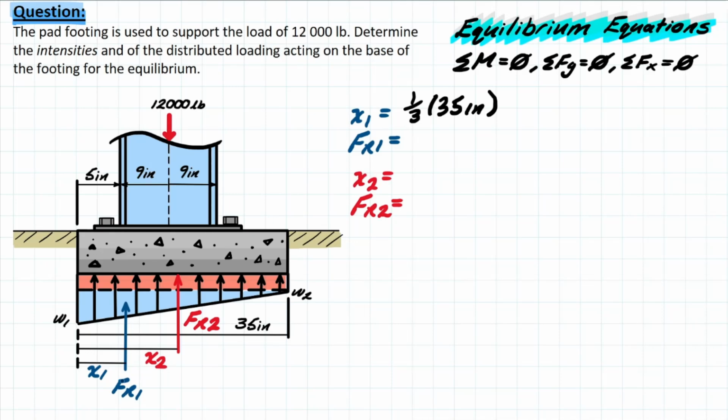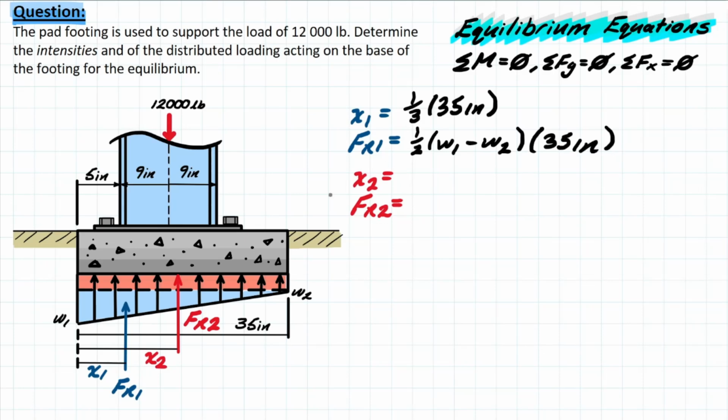Then FR is going to be the area that this distributed load is covering. So we're taking W1 minus W2 to get this intensity between the top of the rectangular distribution and the top of the triangular. We have 1/2 for triangular, and we're taking W1 minus W2. And then what length is this covering? It is the total length of the distribution, so that is 35 inches.